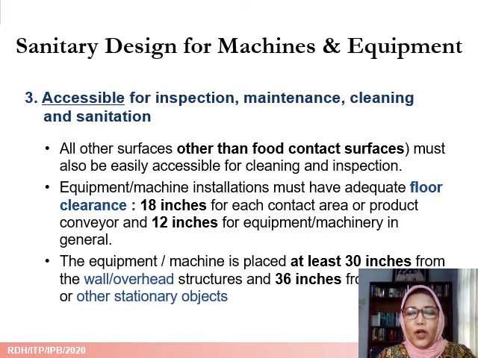In addition, all other surfaces other than food contact surfaces must also be easily accessible for cleaning and inspection. Equipment installation must have adequate floor clearance, usually 18 inches for each contact area or product conveyor, and 12 inches for equipment or machinery in general. The equipment or machine is placed at least 30 inches from the wall or overhead structures and 36 inches from one another.